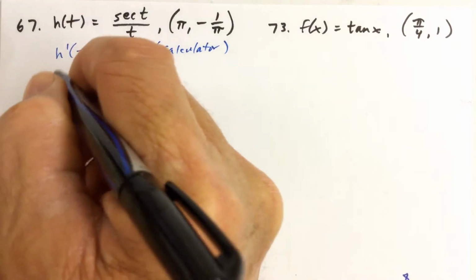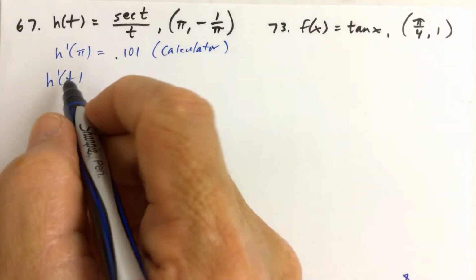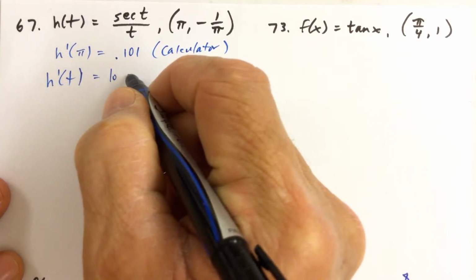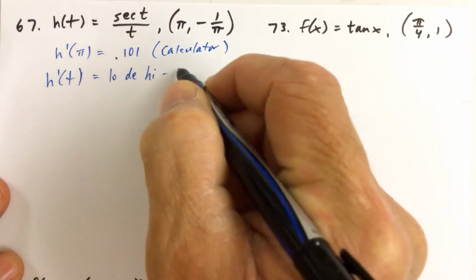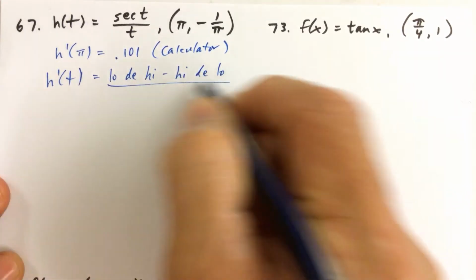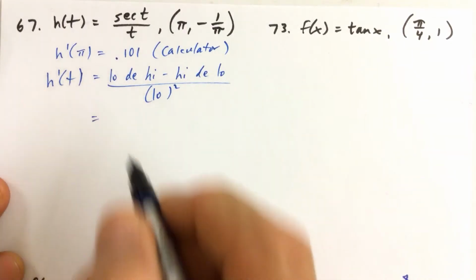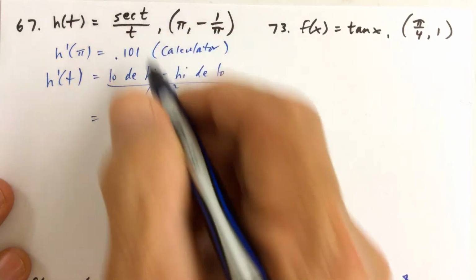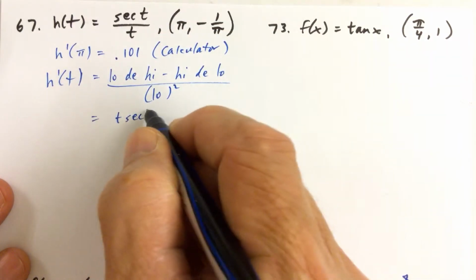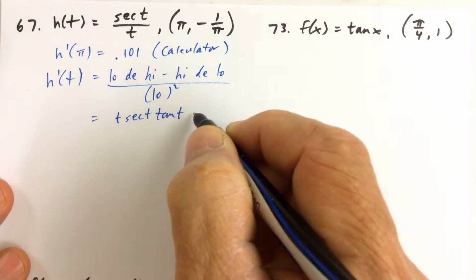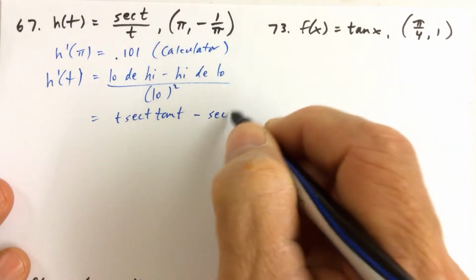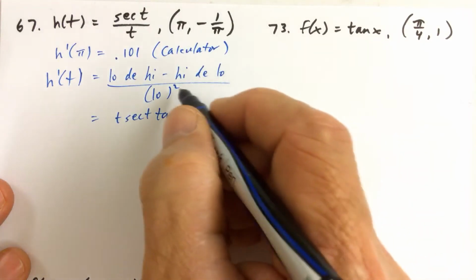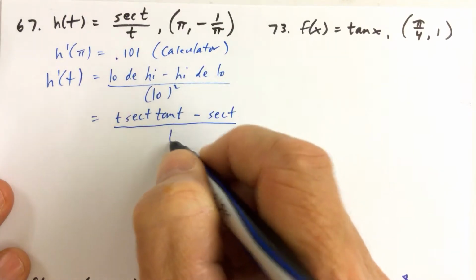And let's go ahead and find the derivative by hand. H prime of t. Notice that we have a quotient, so we're going to find the derivative: low d high minus high d low over low squared. I know I said that in the other one, I didn't write that out. So low is the t, d high is the derivative of the numerator, and the derivative of the secant of t is secant t tangent t. And then minus high, which is secant t, multiplied by d low, which is the derivative of the denominator, which is just 1, over low squared, so over t squared.